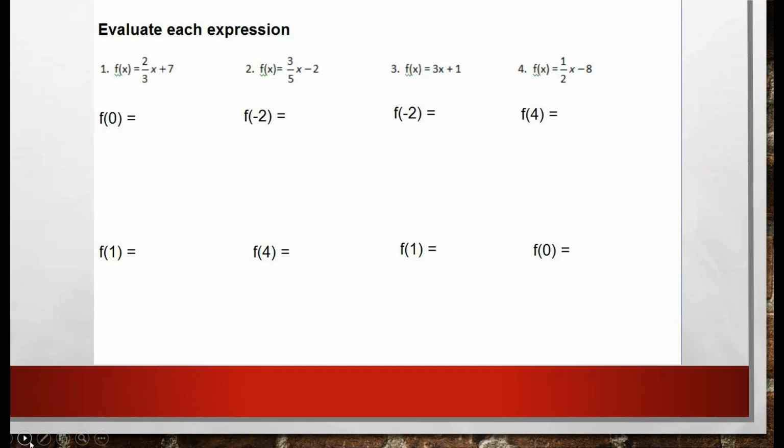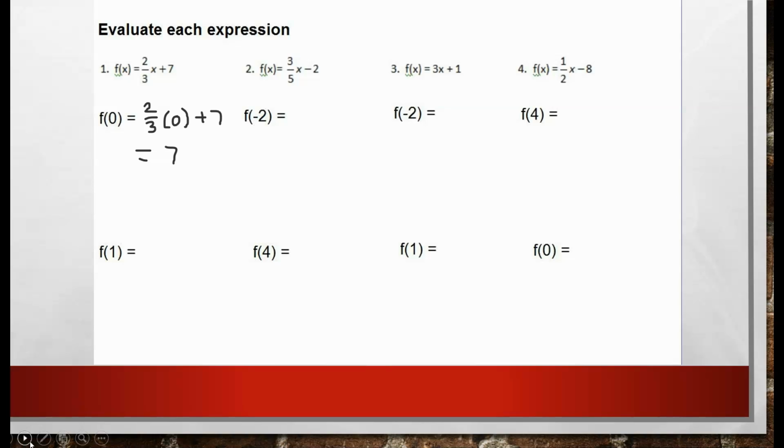All right, so for number 1, when you do f of 0, you're plugging 0 in for the x in the problem. So in the case of this problem, we're going to plug a 0 in where there's an x. So f of 0 is 2/3 times 0 plus 7. So f of 0 is 7.